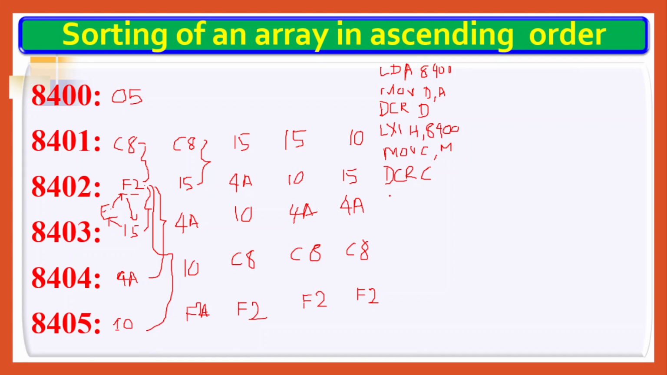Now we have to go to the first element. For that use INX H, increment H, and copy the data to the accumulator, because when you compare we have to have the first element in the accumulator. That's why I am copying it to the accumulator from M.